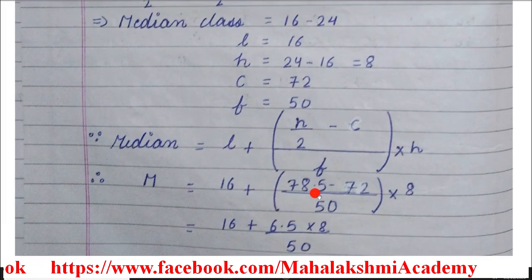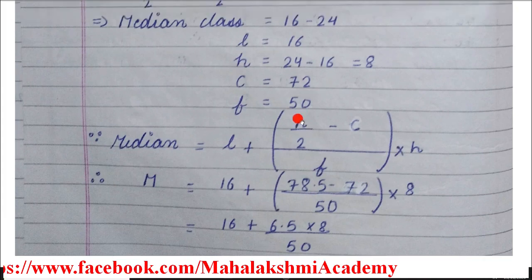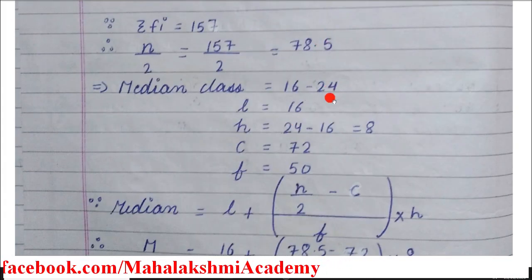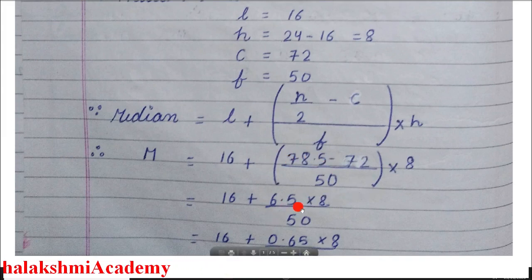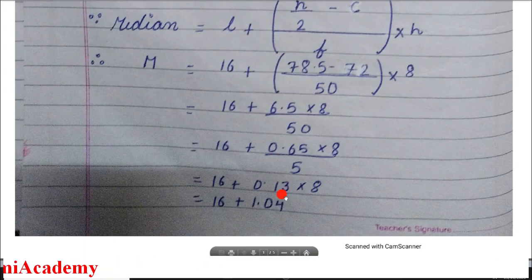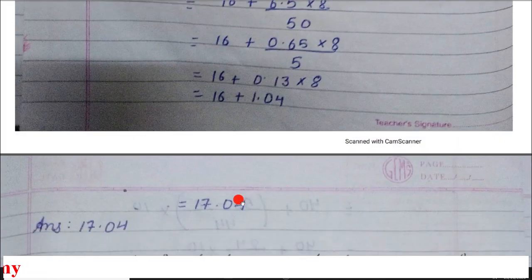We wrote the formula, in that we put the values here, n upon 2 as I calculated here, 78.5. Then C is 72. Subtract them. Then do the calculation by yourself. After all the calculations, we obtain the median as 17.04.